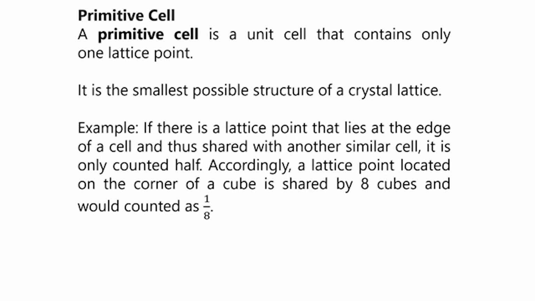So, we talk about a primitive unit cell. A primitive cell is a unit cell that contains only one lattice point, and it is the smallest possible structure of a crystal lattice. Now, suppose there is a lattice point that lies at the edge of a cell, we just talk about say 2 dimensions, and it is shared with another similar unit cell, then it is only counted half. So, one point is being shared by 2 unit cells and it is counted half. For example, in 3D if you talk about a cube, a lattice point lying at the corner of the cube is actually shared by 8 such cubes, and so it will be counted as 1/8.